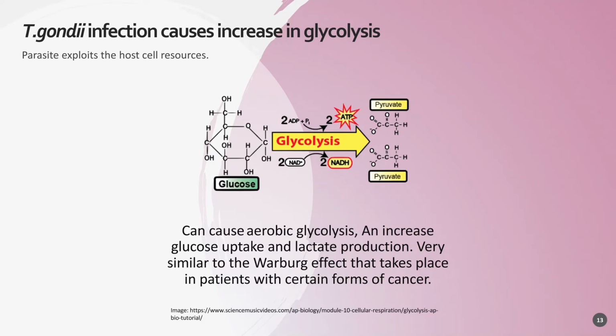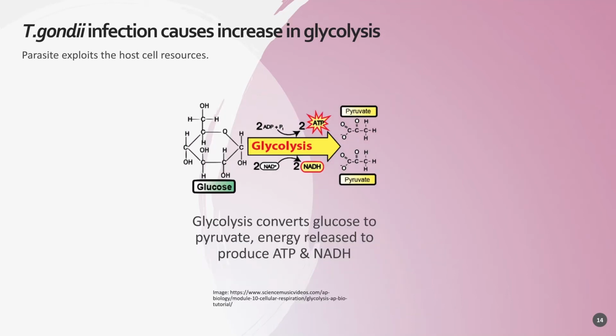Maintaining a constant pyruvate supply has been shown to be critical for asexual reproduction of Toxoplasma. A T. gondii infection causes an increase in glycolysis in the host's infected cells. Host metabolism is profoundly affected in a way similar to the Warburg effect in patients with certain types of cancer. Normally, in oxygenated cells, energy production is most effective through oxidative phosphorylation. T. gondii causes host cells to switch to aerobic glycolysis, leading to an increase in production of the end product of glycolysis, pyruvate.